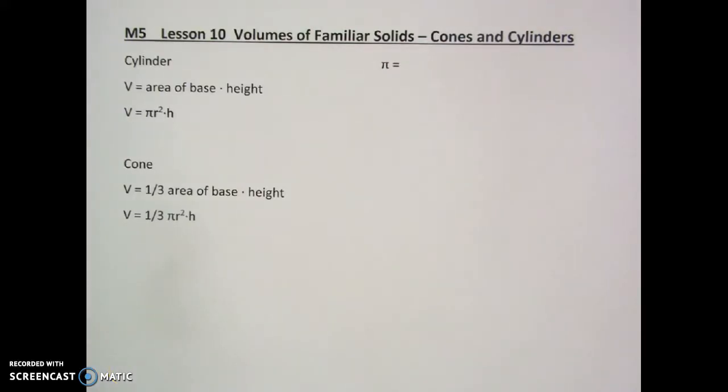Module 5, Lesson 10, Volumes of Familiar Solids, Cones and Cylinders.